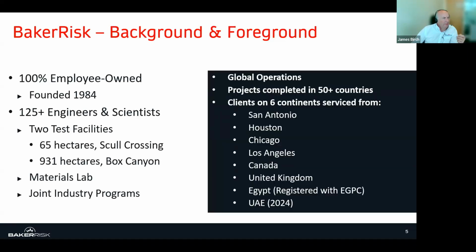We're not a large company. We're employee-owned entirely, founded in 1984. And we have a very, very high proportion of scientists and engineers with long service histories, both with Baker Risk and in the industry. We have offices across the US, Canada, UK, in Egypt, and shortly in the UAE. We have two significant test facilities which allow us to do outdoor trials on fires and explosions, the materials lab, and several joint industry programs that we manage.